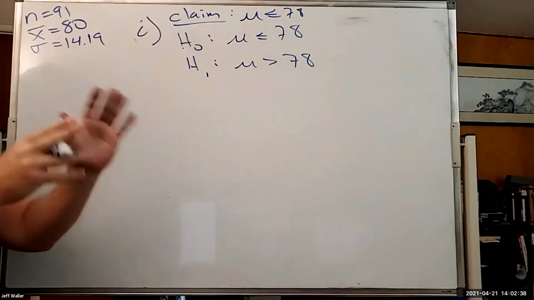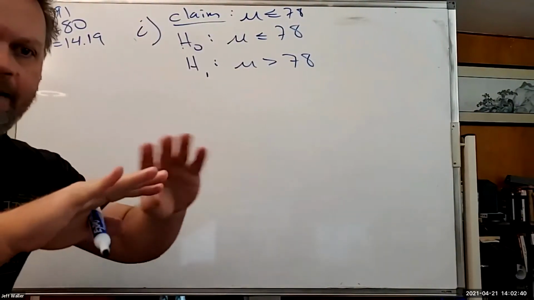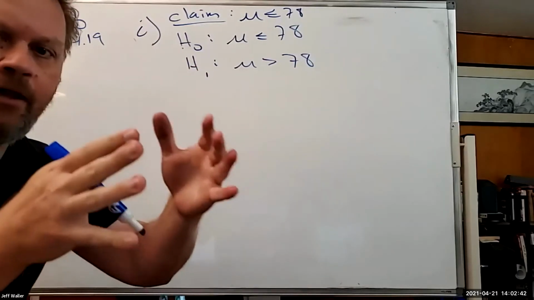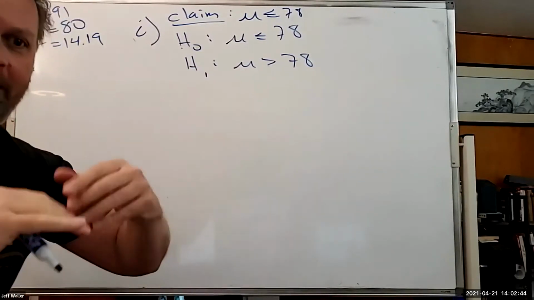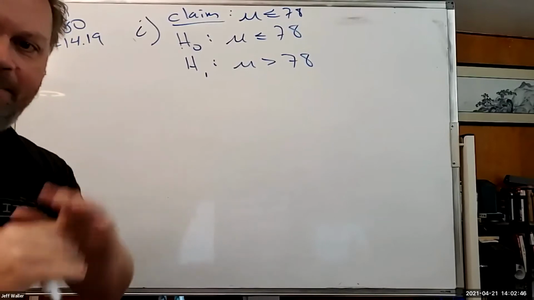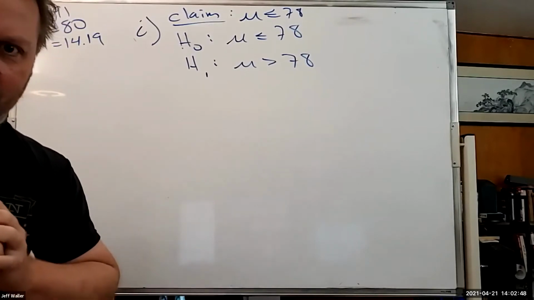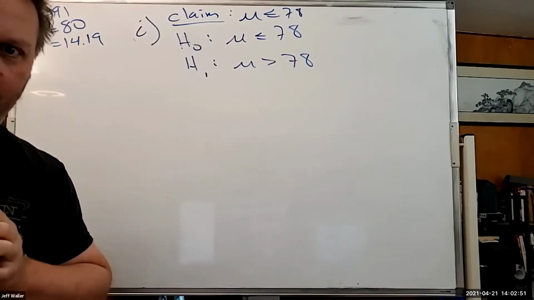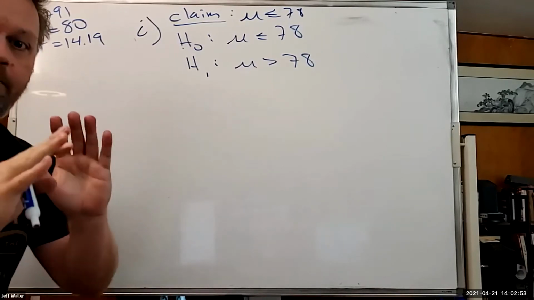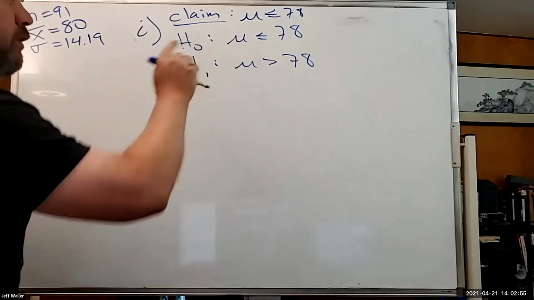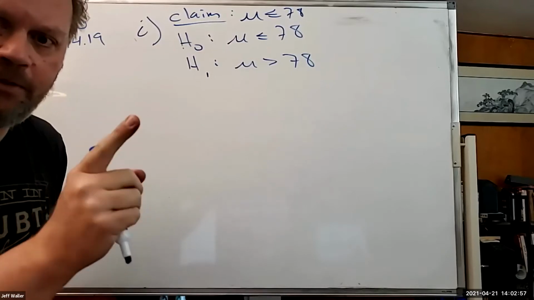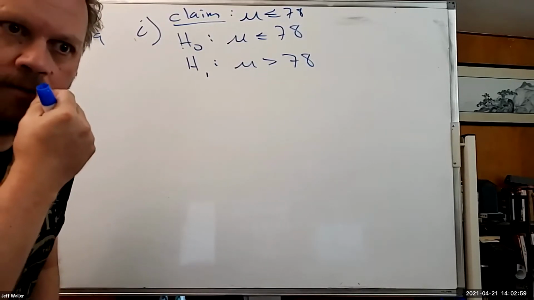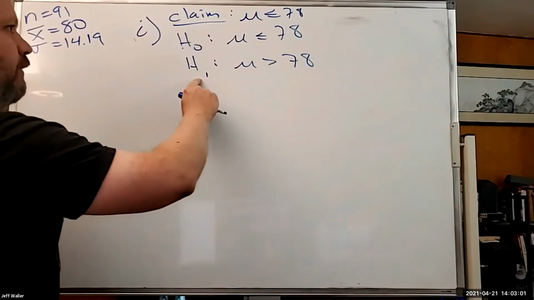So step 1 just lays out what we're talking about. We're talking about a claim and its opposite, right? Okay. Can somebody remind me, which one of these statements can we show evidence for? The alternate hypothesis. Alternate hypothesis, I love it.